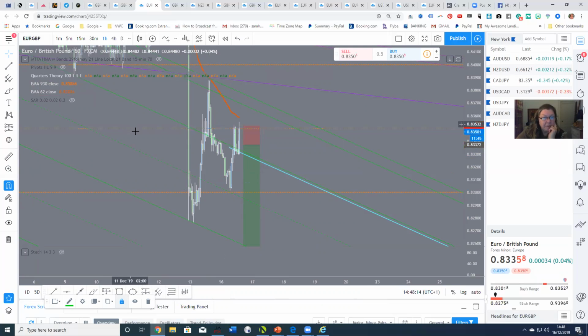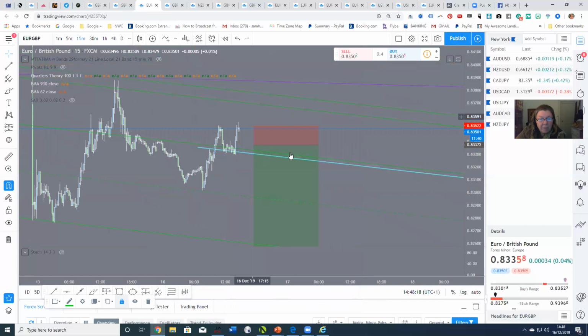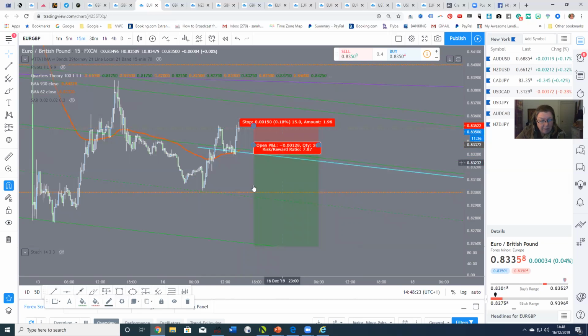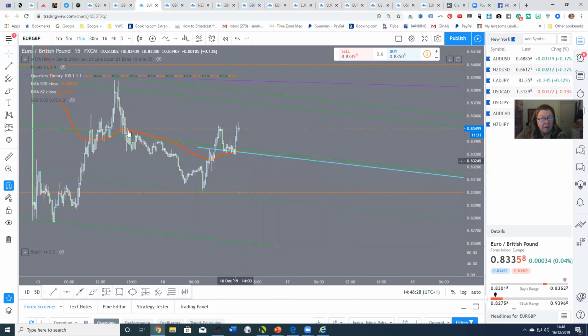It's at quarter theory on the hourly. So before I put the BYOB on, I'll take that off. Don't need that at the moment. I was looking at this because I thought it was probably heading down, but it's decided it's going back up, and it's now breaking and retesting quarter theory on the 15-minute.